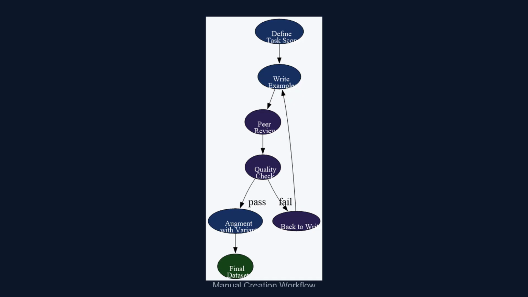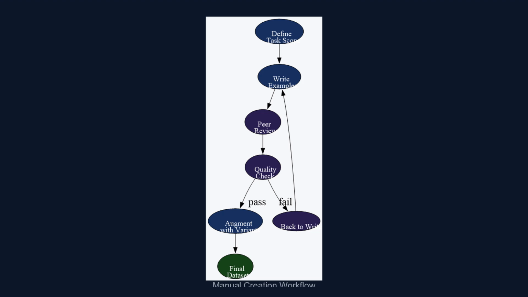This flowchart shows the manual creation workflow as a loop, not a straight line. You define your task scope, write examples, send them through peer review, and then run a quality check. If they pass, you augment them with variations and they enter the final dataset. If they fail, you go back and revise based on the feedback. The loop structure is the important insight here.